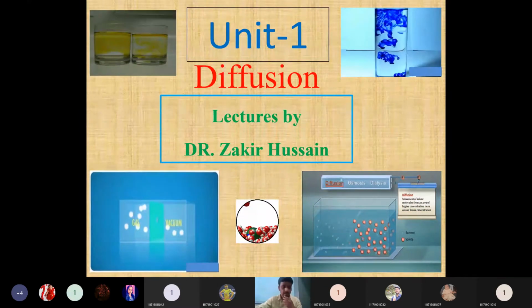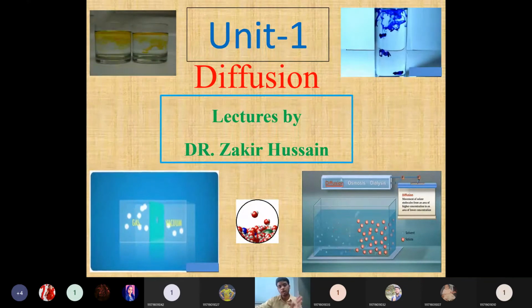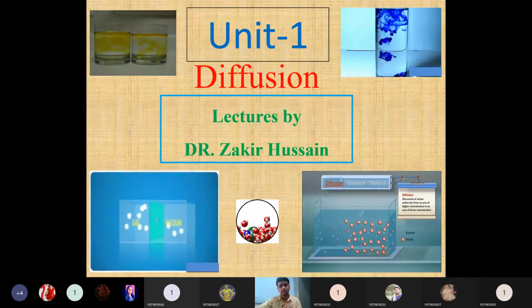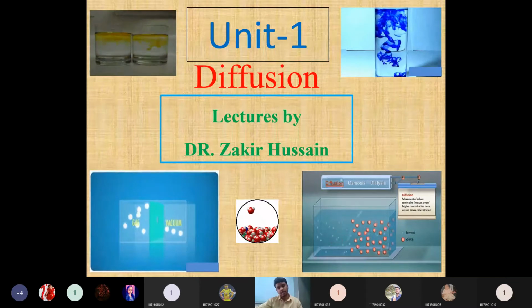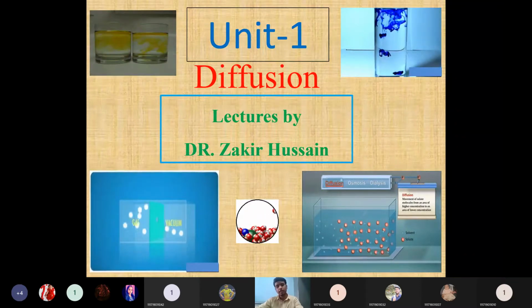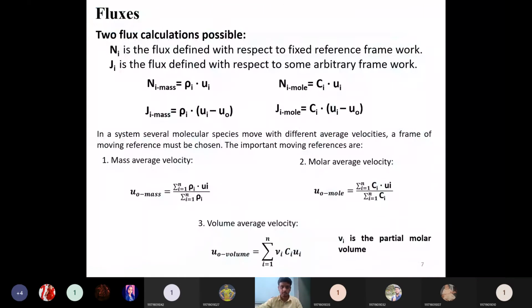Until the last class, we have been seeing some problems: A through non-diffusing B in the liquid phase. Today we will be seeing the gas phase, A through non-diffusing B in the gas phase. But before we go to that, a small problem based on these formulas.